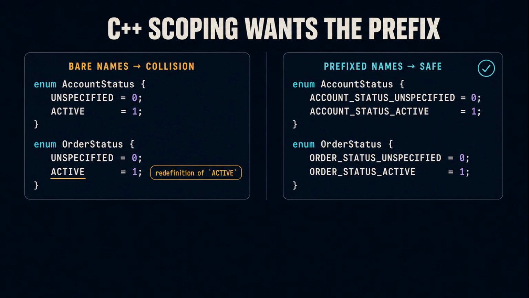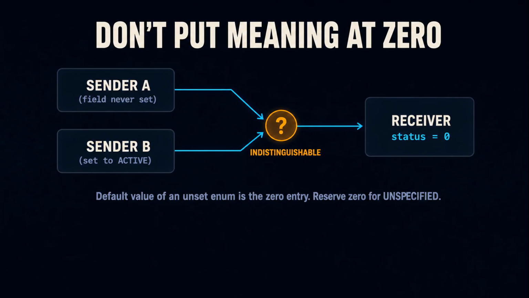So if you defined 2 enums in one file, and each one had a bare value called active, the compiler would refuse the file. 2 definitions of active at the same scope. Prefixing every value with the type name in upper snake case sidesteps the collision entirely. Strict-looking convention. Real-world reason. The first value in a Proto3 enum has to be 0. That is a hard rule, and it is not arbitrary.